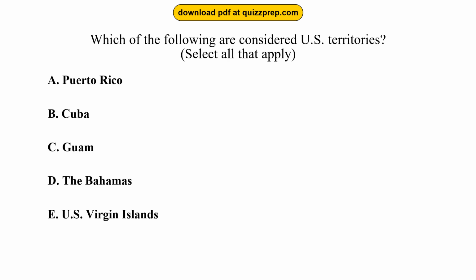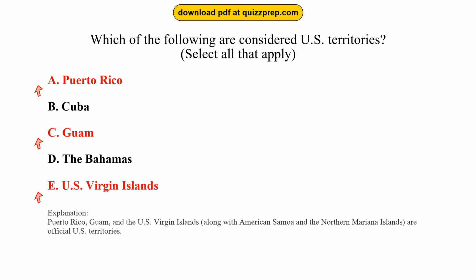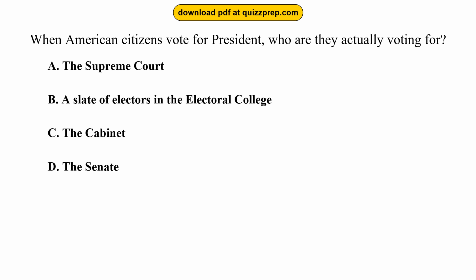Question 33. Which of the following are considered U.S. territories? Option A, Puerto Rico. Option B, Cuba. Option C, Guam. Option D, the Bahamas. Option E, U.S. Virgin Islands. The correct answers are options A and C and E. Puerto Rico, Guam, U.S. Virgin Islands. Puerto Rico, Guam, and the U.S. Virgin Islands, along with American Samoa and the Northern Mariana Islands, are official U.S. territories.